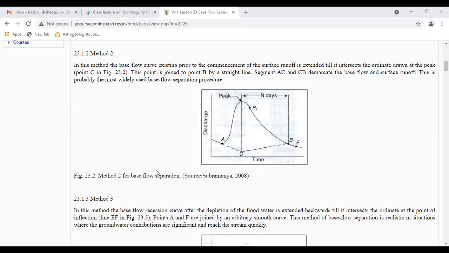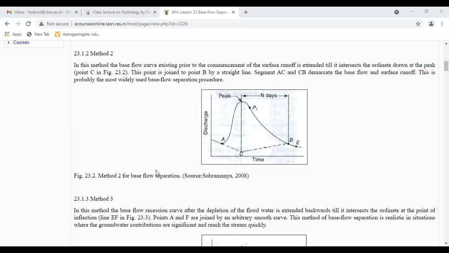The logic behind this method is that when the stage in the stream rises rapidly, there is flow from the stream into the bank. Hence, base flow should decrease until the stages in the stream begin to fall. When the stage in the stream recedes, the bank storage returns to the stream, making the base flow contribution large.